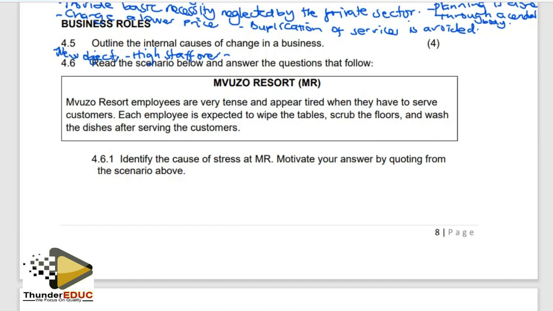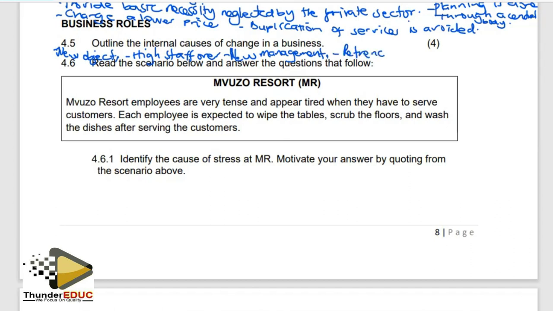And that is one of the causes of change. It could also be because of new management. When a new manager comes into the business, he may come up with a lot of changes, looking at things in another way, and then things could be changed. Another aspect could be because of retrenchment.